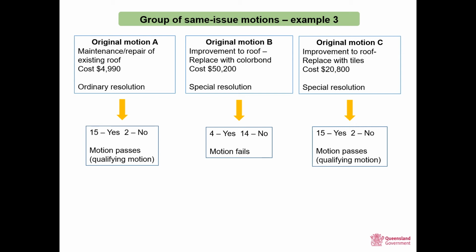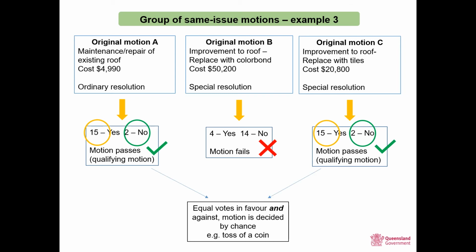Here is the same example using the roof, except this time there are 2 qualifying motions with an equal number of votes in favour and against. In the event that 2 or more qualifying motions have an equal number of votes in favour and against, the decision is made by chance, for example, the toss of a coin.